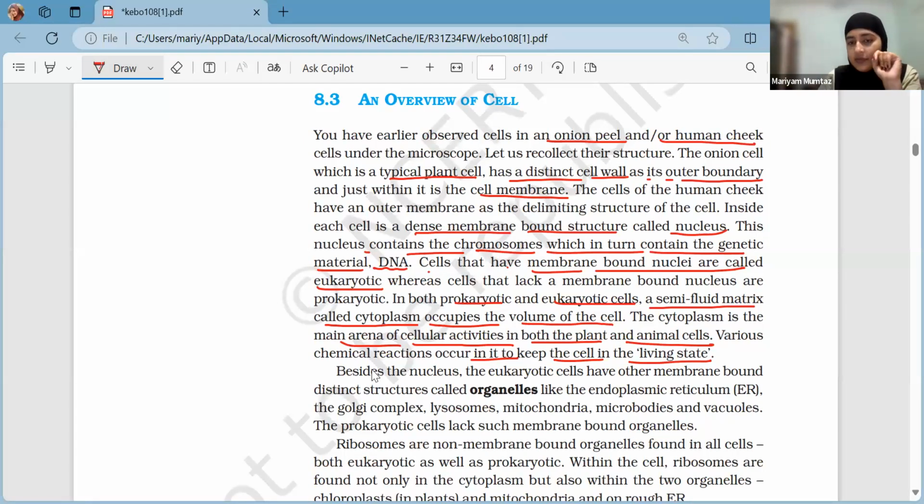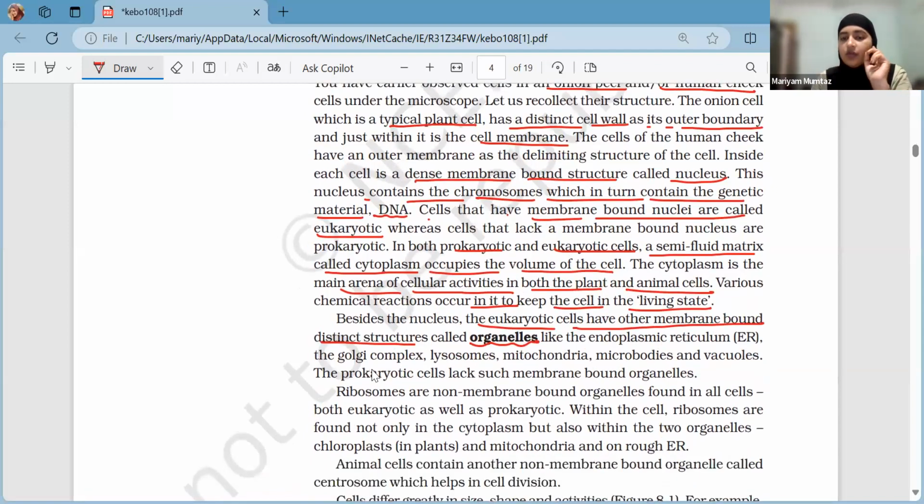Now, besides the nucleus, the eukaryotic cells have other membrane-bound distinct structures that are known as organelles. Now, what are those? To remember which organelle has a membrane and which one does not is very important. Okay, now they are referring to the membrane-bound organelles: endoplasmic reticulum, Golgi complex, lysosomes, mitochondria, microbodies, and vacuoles.